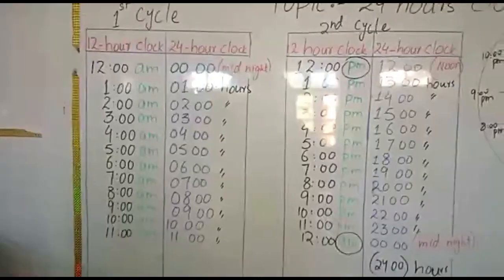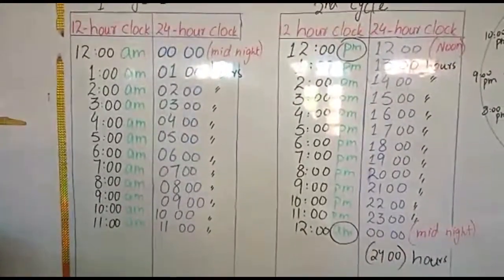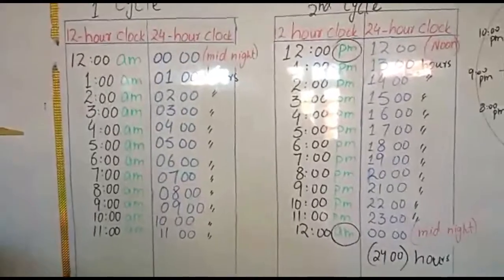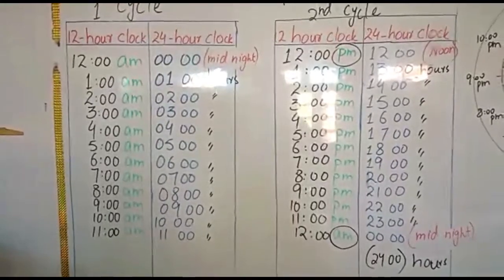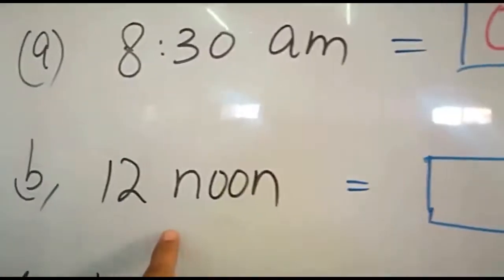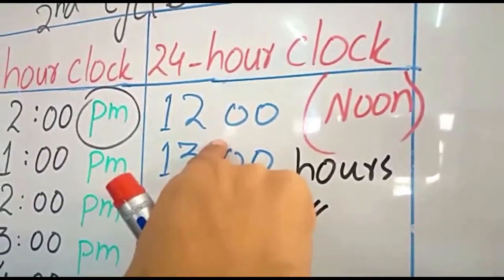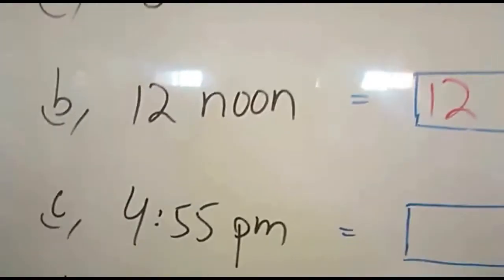With the help of this table, you will be able to convert time from 12-hour to 24-hour, or convert 24-hour time to 12-hour. After this you will solve the exercise given in your book. Inshallah, you will be able to solve it. Next is 12 noon, 12 p.m., which we have to change into 24 hours. The time will be the same. There will not be any difference.